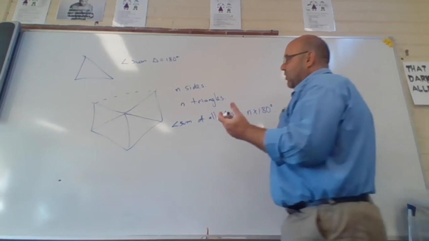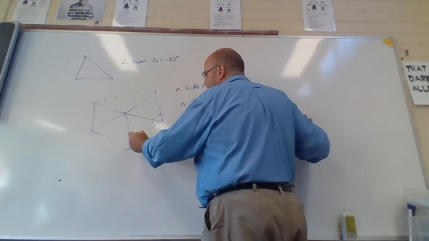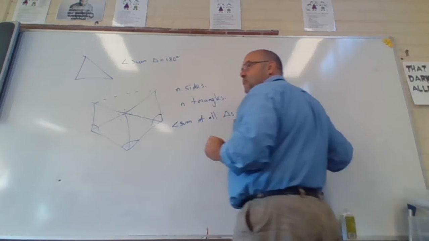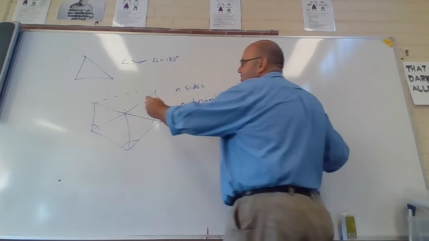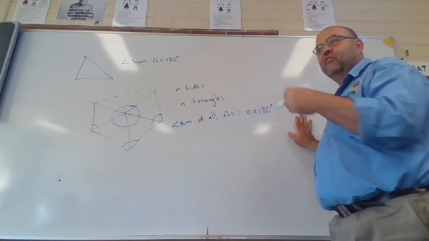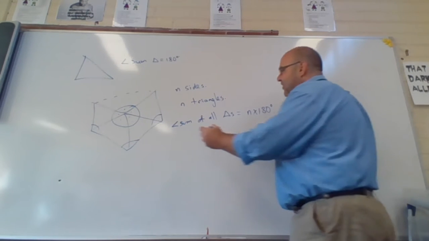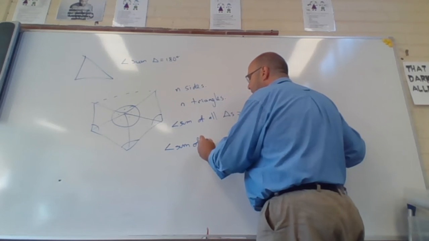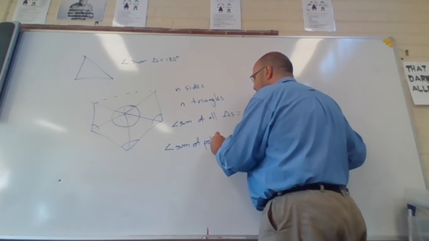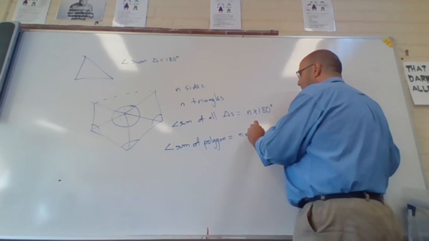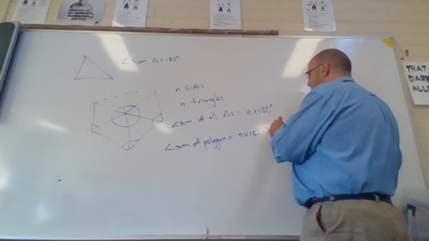Okay. But here's my problem. When I work out the angle sum of my polygon, I don't want all of these angles in the middle here. Well, that's okay, because I know what those angles in the middle add up to. Because it's a full revolution, it's 360. So the angle sum of the polygon is n times 180 minus 360. Does that make sense?